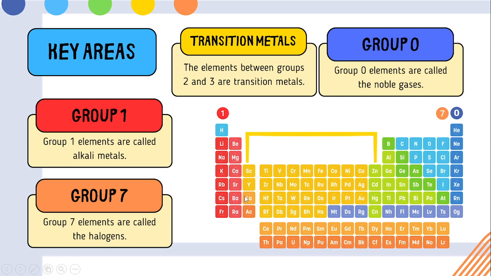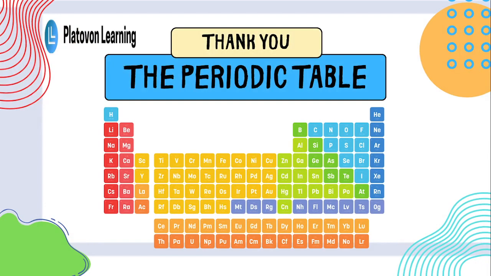This is group 2, so these are transition metals, transition metal, transition metal, transition metal, transition metal. These are all transition metals. Then we have the group 7 elements that are known as halogens, and the group 0 elements are called the noble gases.